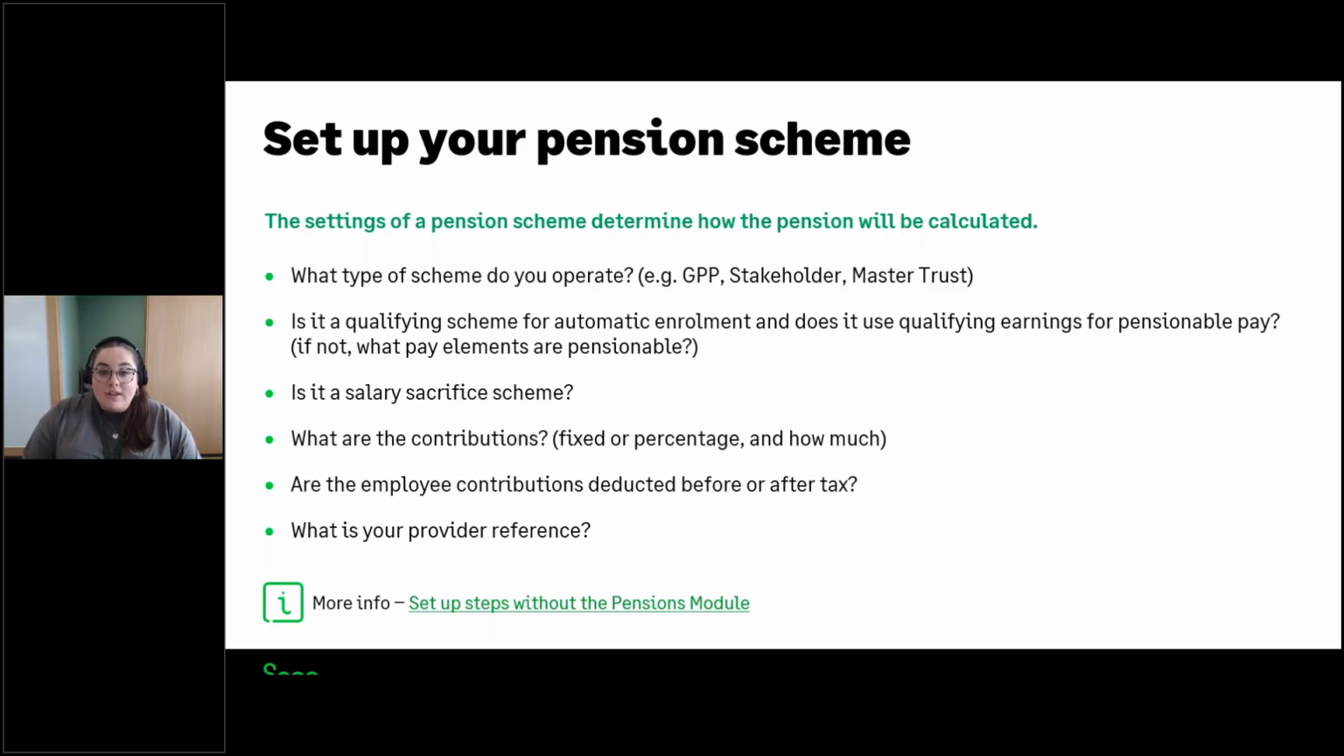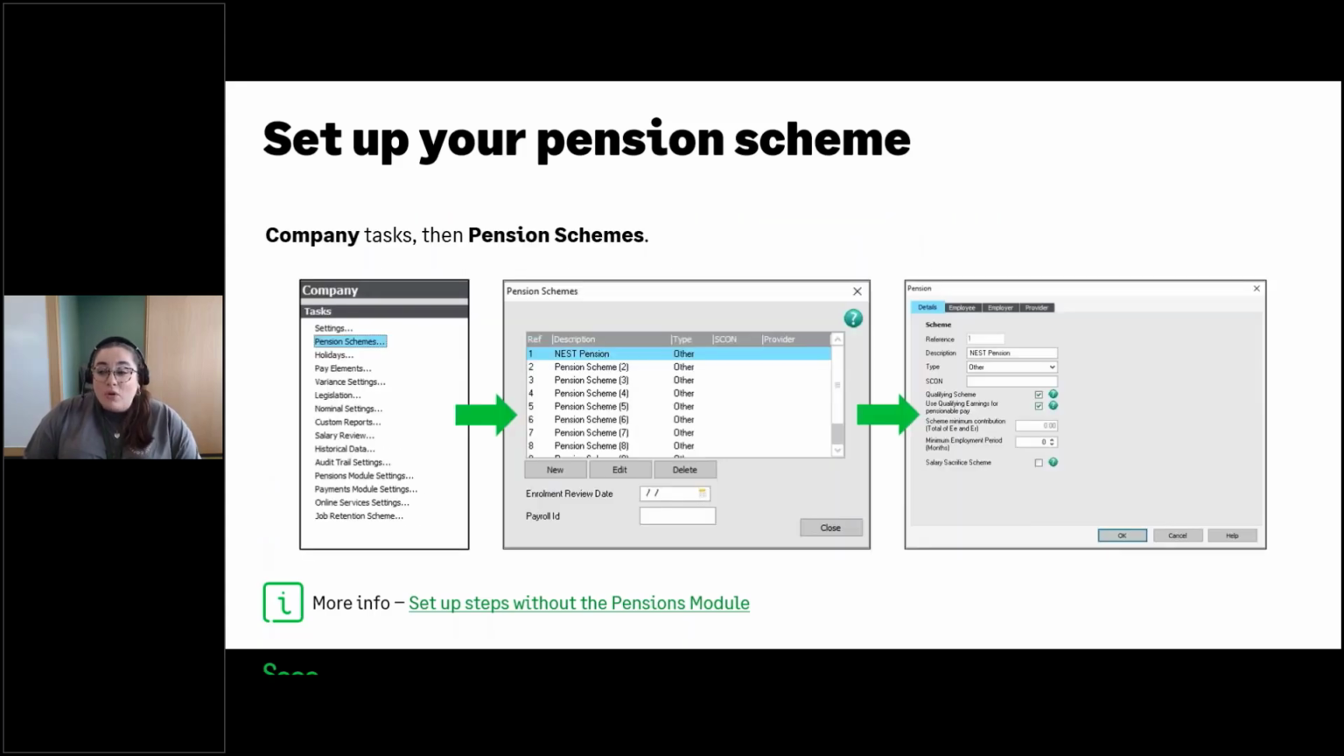But once you've got all of this information, in terms of setting the scheme up in Payroll itself, I do have some screenshots here to go through before we go into the demonstration. But it's just the case of going to your company tasks and then going to pension schemes. And in here, you will have a list of some default generic pension schemes, which you'll be able to rename and edit. So you can change the settings and the contributions and things to match your pension scheme. And I'll show you how to do this in a moment.